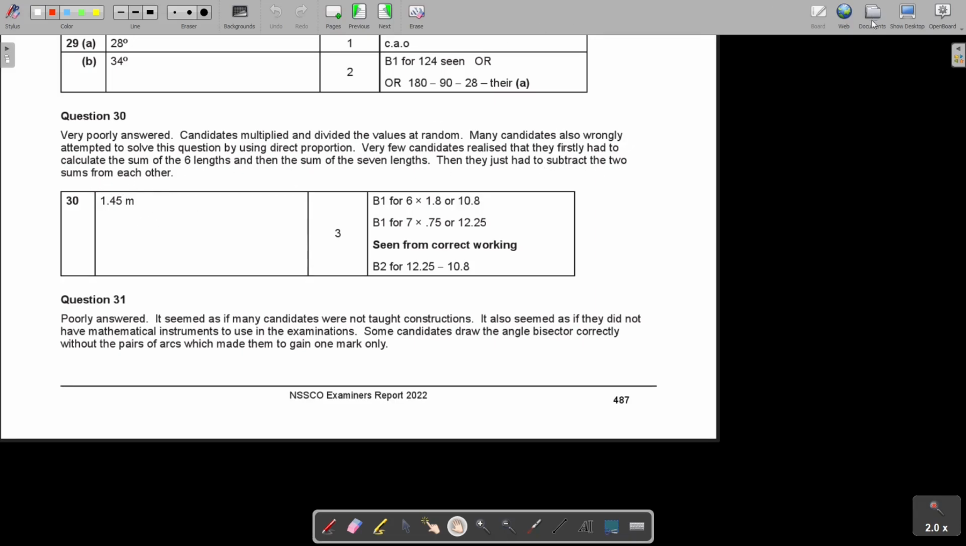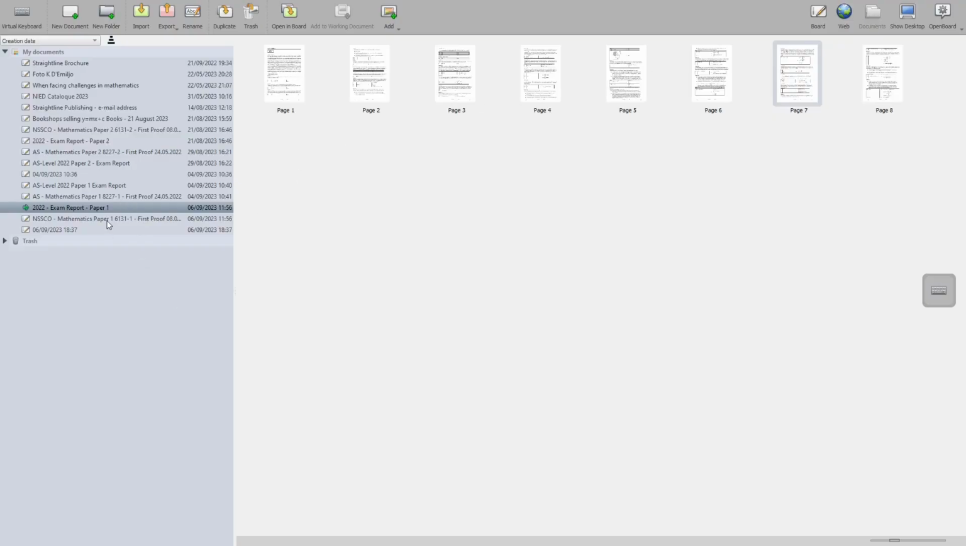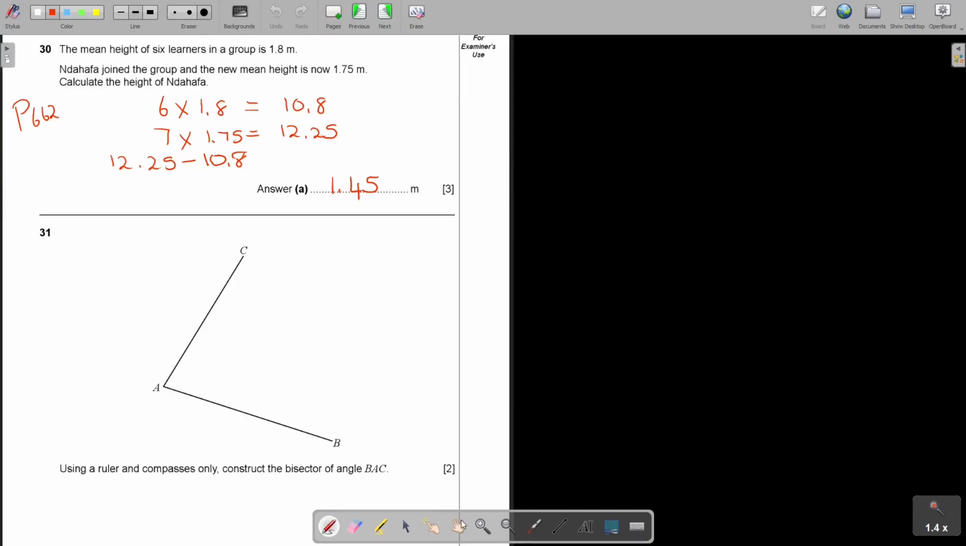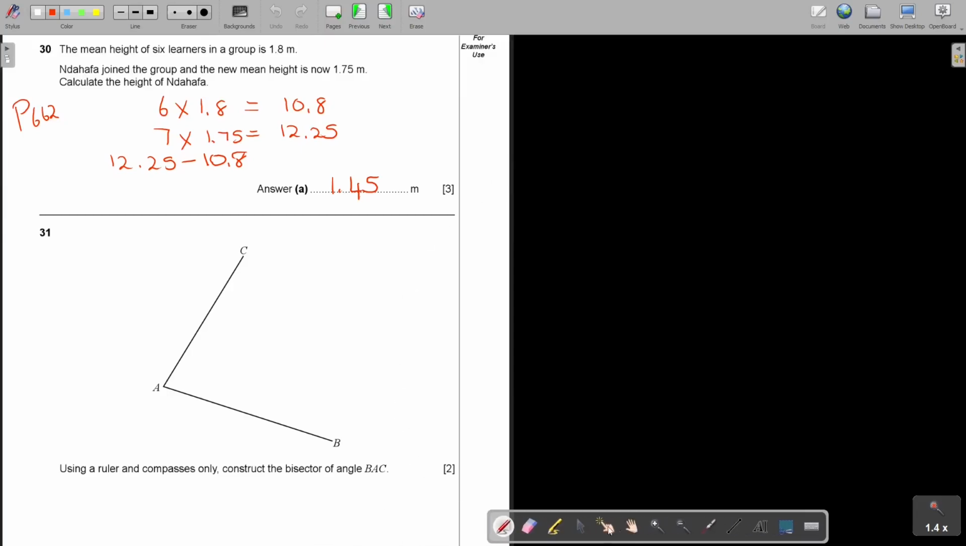Okay, now we go back to the question paper. Now we're going to construction. And make sure you have construction instruments, especially a compass. Okay, so we're going to do this question now. Using a ruler and compass, construct the bisector of angle BAC.